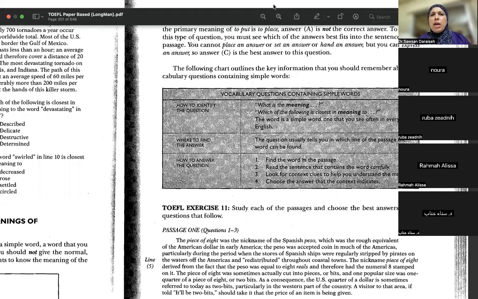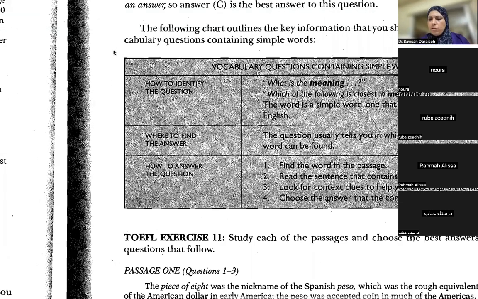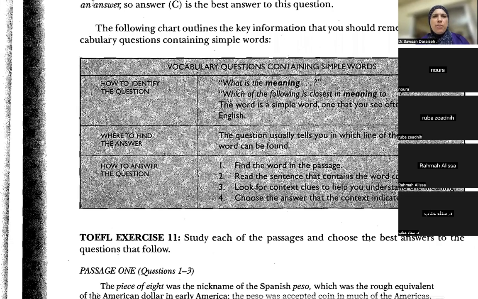The following chart, as usual, guys, we have become very used to these charts, and they're very helpful. This chart in the reading, guys, what is the goal of the chart? It outlines the key information that you should remember about vocabulary questions containing simple words. They might ask you this kind of question. Be careful. What is the meaning? However, don't rush and give the answer to the question. Like I said, read the word in context, how we did it right now. It's put does mean this, but does it mean this in the context that it is put in? You have to read this.